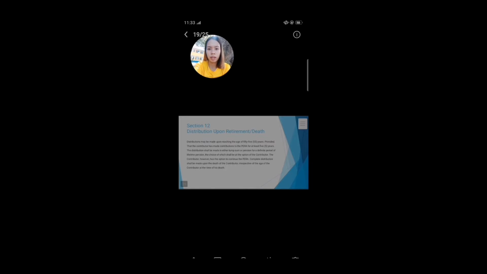Distribution upon retirement or death. Distributions may be made upon reaching the age of 55 years, provided that the contributor has made contributions to the PIRA for at least 5 years. The distribution shall be made in either lump sum or pension for a definite period or lifetime pension, the choice of which shall be at the option of the contributor. The contributor, however, has the option to continue the PIRA. Complete distribution shall be made upon the death of the contributor, irrespective of the age of the contributor at the time of his death.